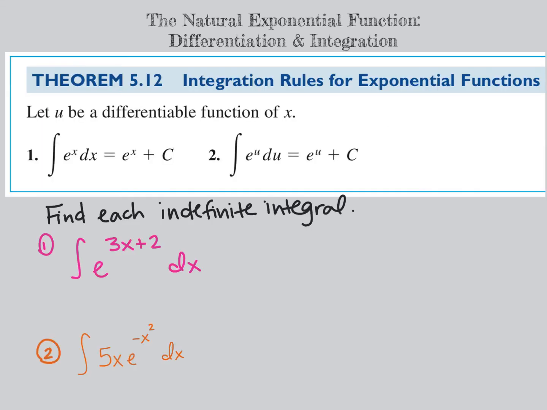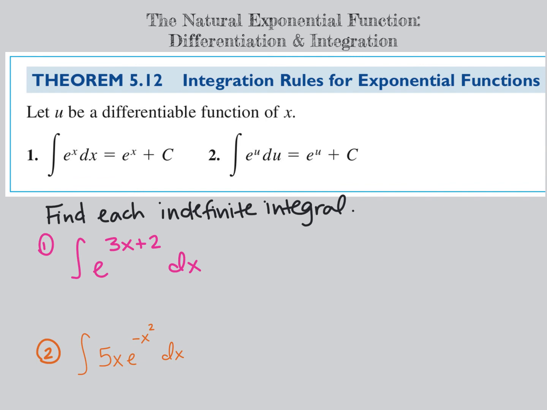Next, we're going to move on to the integration rules for e to the x. Well, just like its derivative, the integral of e to the x dx is e to the x plus c. Then, of course, if we are integrating something a little more complex, such as e to the u du, it is still e to the u plus c. However, we do need to take into account that a lot of times we'll have a more complex exponent of e, and then we will need to use a u substitution. Let's take a look at these first two examples.